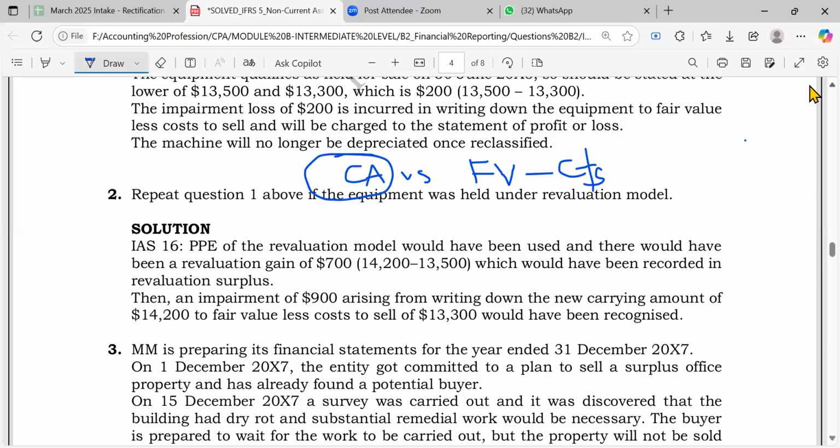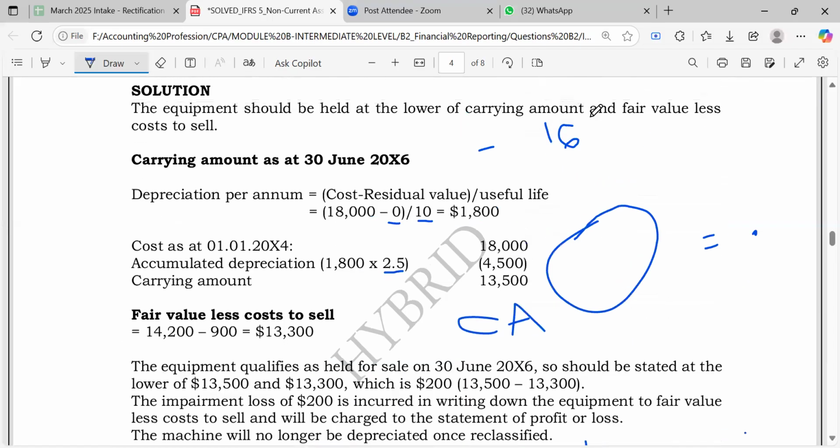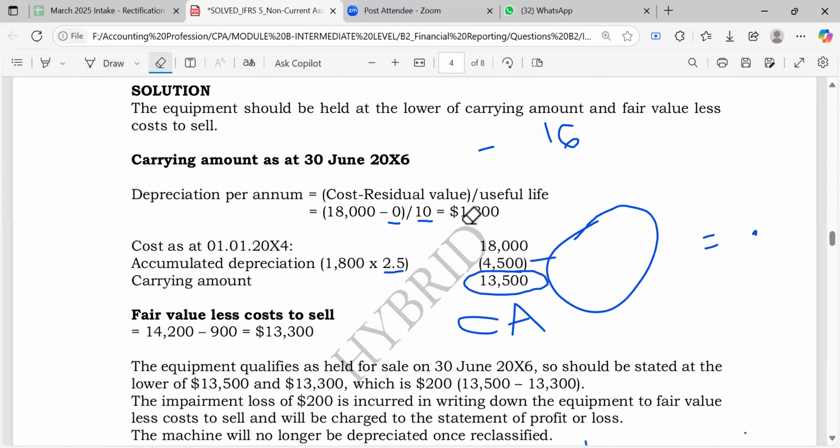So come and see here. Do you remember what we did here? We got our cost, we deducted the accumulated depreciation, and we got this figure. This is what you usually do too. If your non-current asset was measured under the revaluation model, this is not the end.